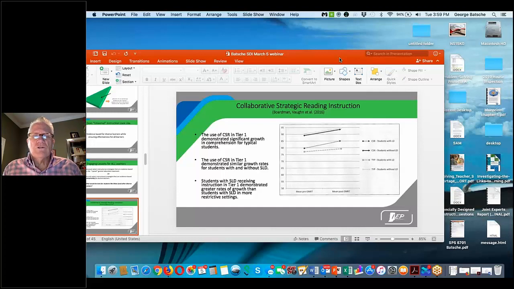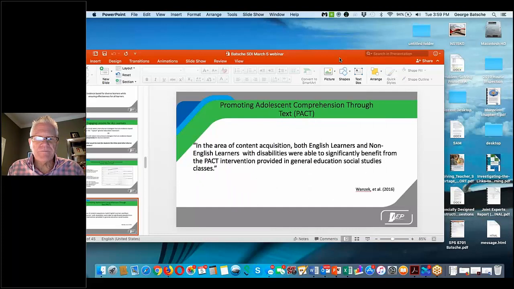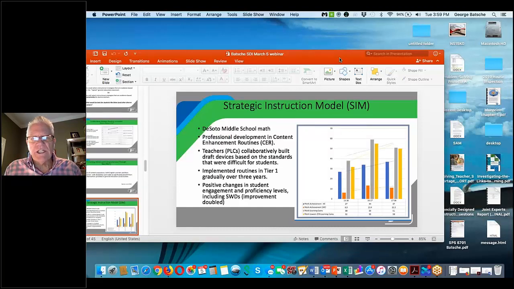You and I are always concerned about having our students with disabilities included, in quotation marks, in core instruction, but not profiting from it. And that's because, for me, inclusion is only inclusion if the instruction is inclusive in that environment. So this is one example of inclusive instruction. This is another, PACT, another one for literacy. This is the strategic instruction model. This happens to be one of our schools here in Florida that implemented it for 3 years.